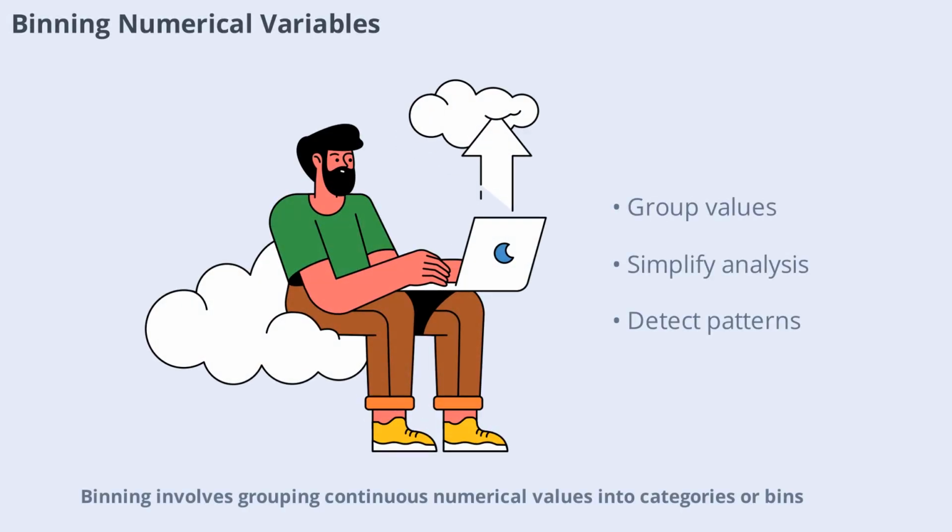Binning involves grouping continuous numerical values into categories or bins. For example, ages can be grouped into ranges like 0-18, 19-35, and so on. Binning can simplify analysis and help models detect patterns that might be missed with raw numbers. It's especially useful when the relationship between the variable and the target is not linear.